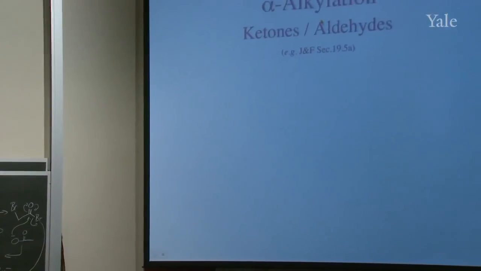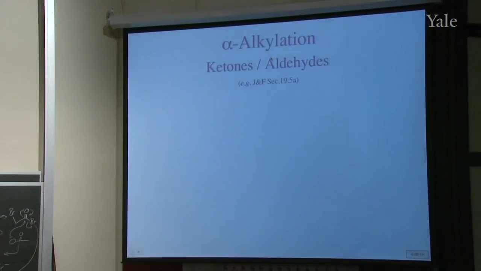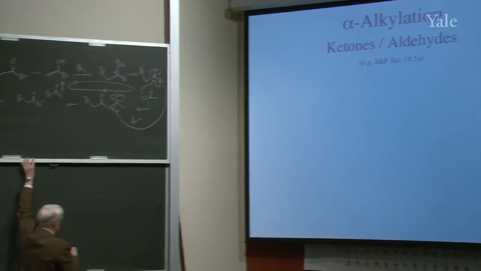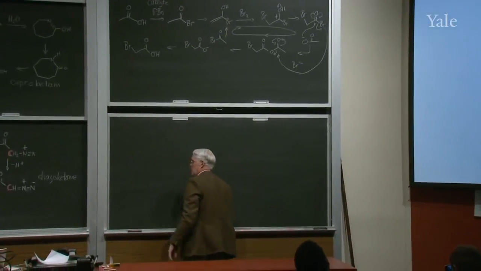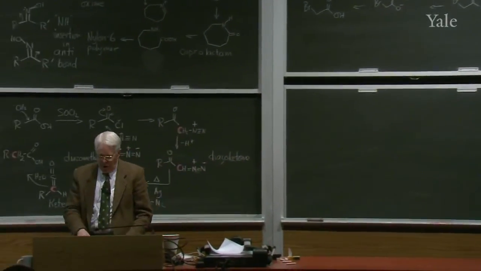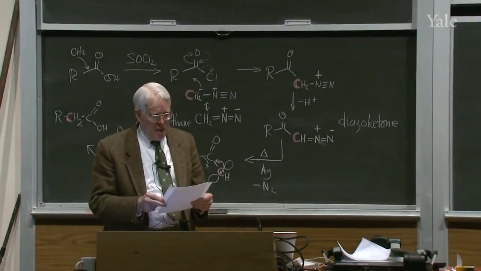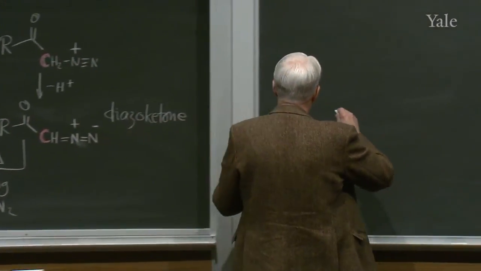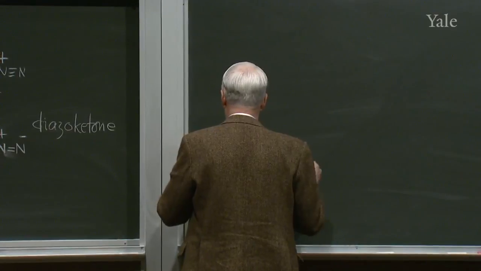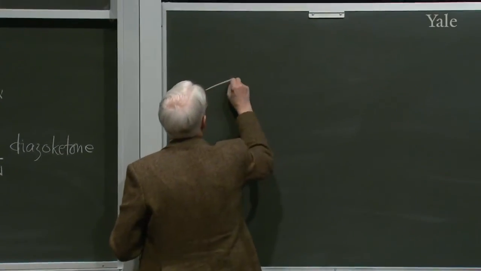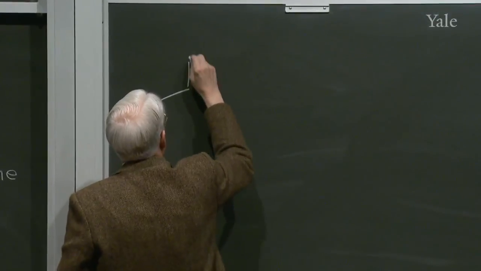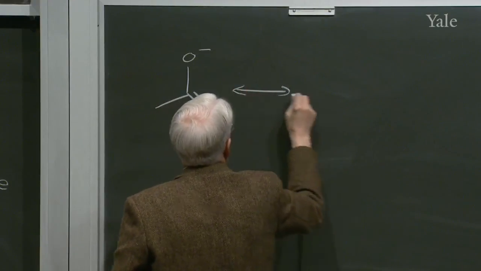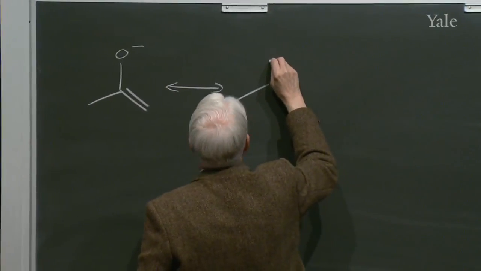So alpha-alkylation. We promised before that the real advantage of having these carbon nucleophiles is the possibility of putting an R group on there. So you do this with, let's see, what do I have here? So you use a base, you get an enolate from your ketone or aldehyde.